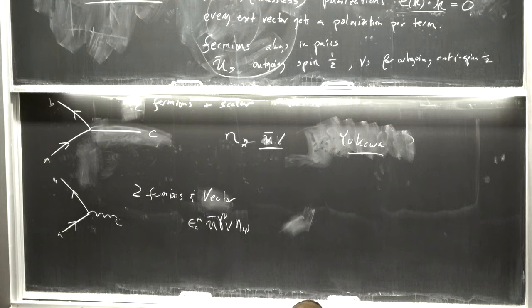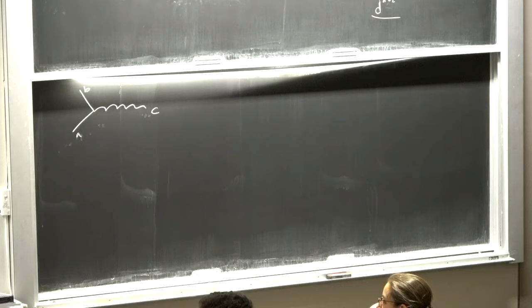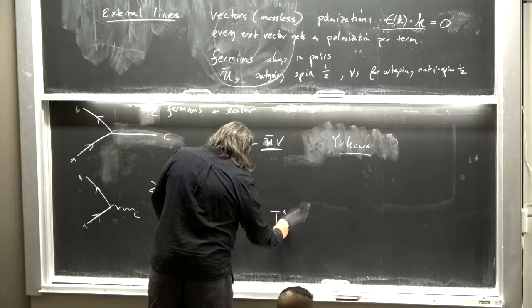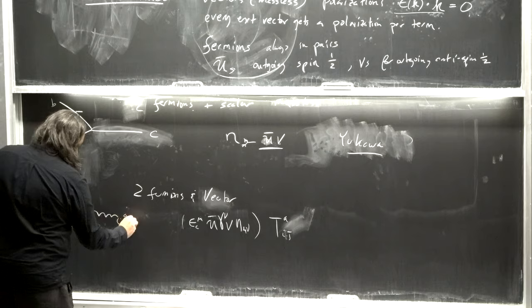Okay, before I go on to my favorite thing, let me just make sure, how am I for time? Okay, good. So let's do a scalar with a glue, or a vector. I didn't mention color here. So if I wanted QCD, I need something like assigning colors.